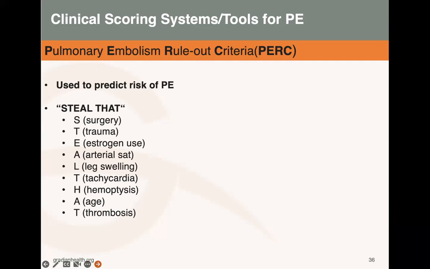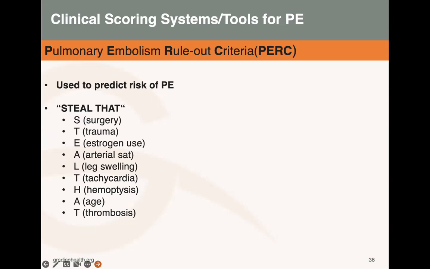So, S stands for surgery, T stands for trauma. Is this patient having any history of surgery? Is it a patient who had just come from surgery? Is this patient from trauma? Is this patient using estrogen? What is the arterial saturation? That means you have to do an ABG. Are they low or normal?